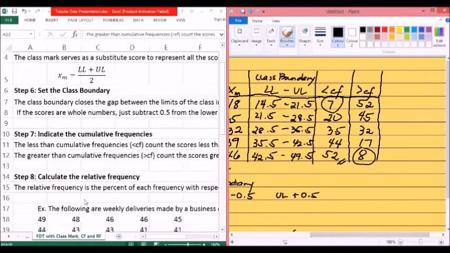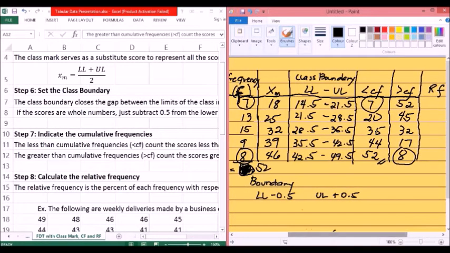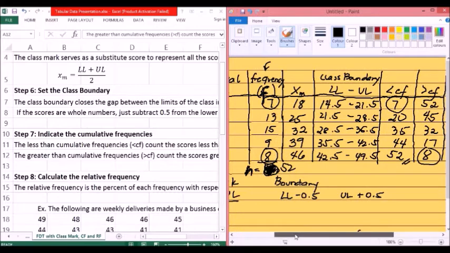Last step. So, number 8, calculate the relative frequency. So, kagaya kanina, the step for calculating the relative frequency, RF pala, I mean. Ayan. So, we will get the frequency. Ito yun, nandito yung frequency. So, we will get the frequency and divide it by the total number. So, buti na lang napalitan ko to.